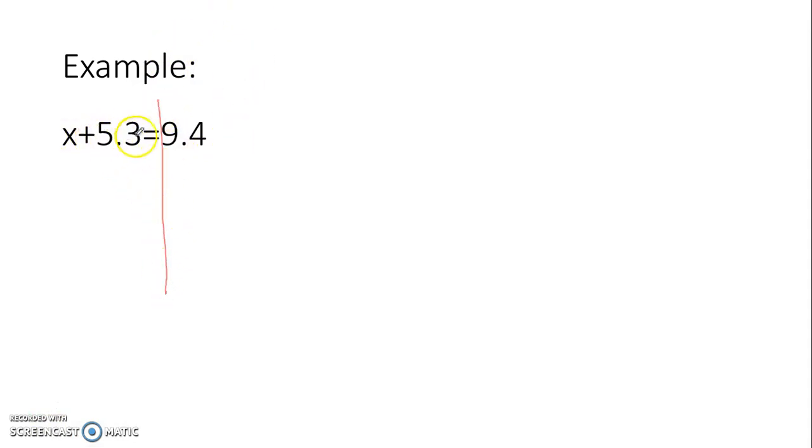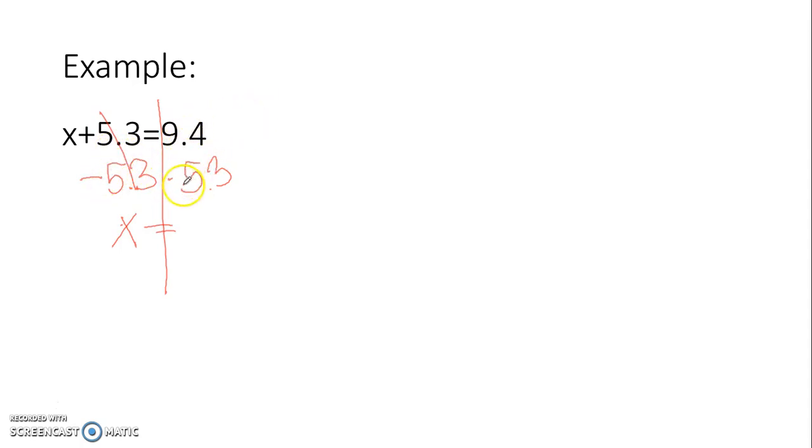We have x plus 5.3 equals 9.4. So because it's a plus, we have to do the opposite, which is subtract. So subtract 5.3 both sides to isolate the variable. The 5.3 minus 5.3, they cancel out, so that just leaves us with x on this side. But whatever we do to one side, we have to do to the other.